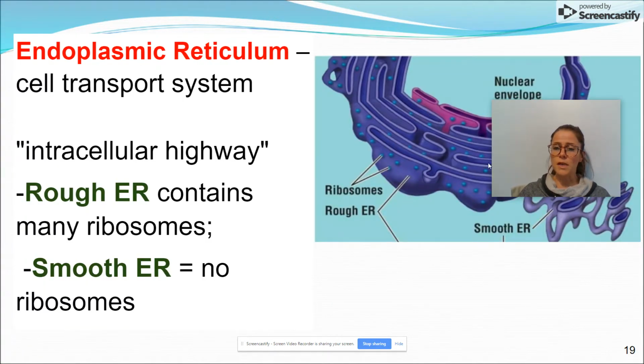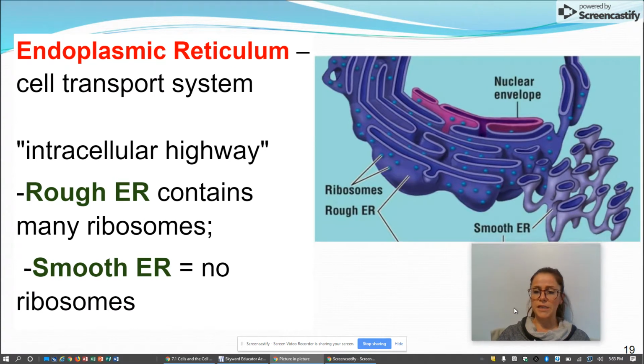All right, our next one is going to be the endoplasmic reticulum. Sometimes we call it the ER. There are 2 forms. We have a smooth form, which transports lipids, and a rough form, which transports proteins. Now, the way to tell the difference between the Golgi apparatus and the ER is that the ER is found right outside the nucleus.